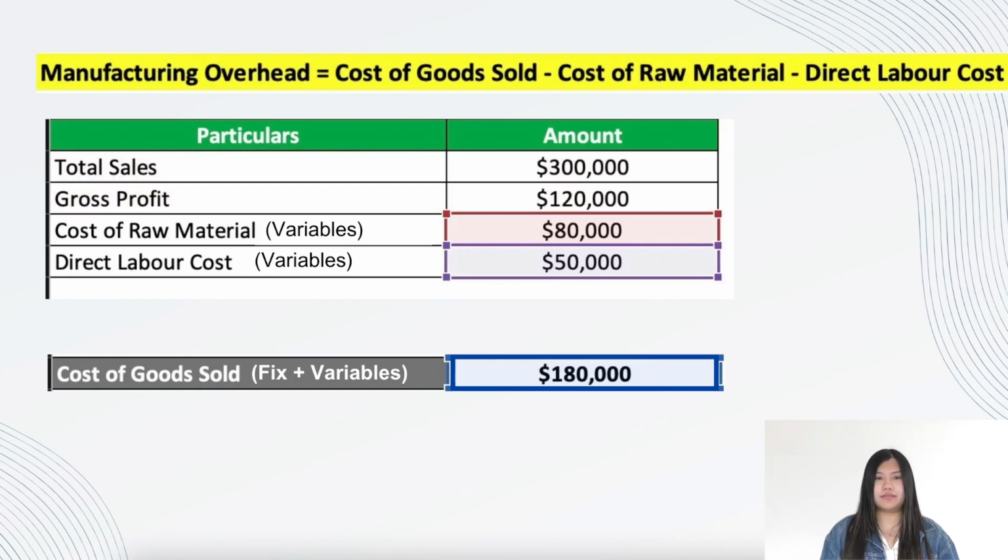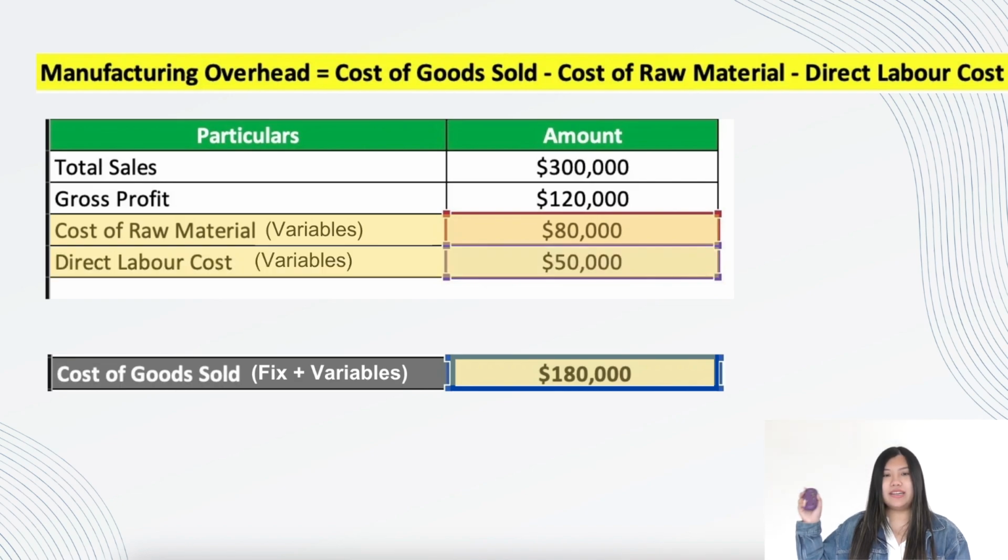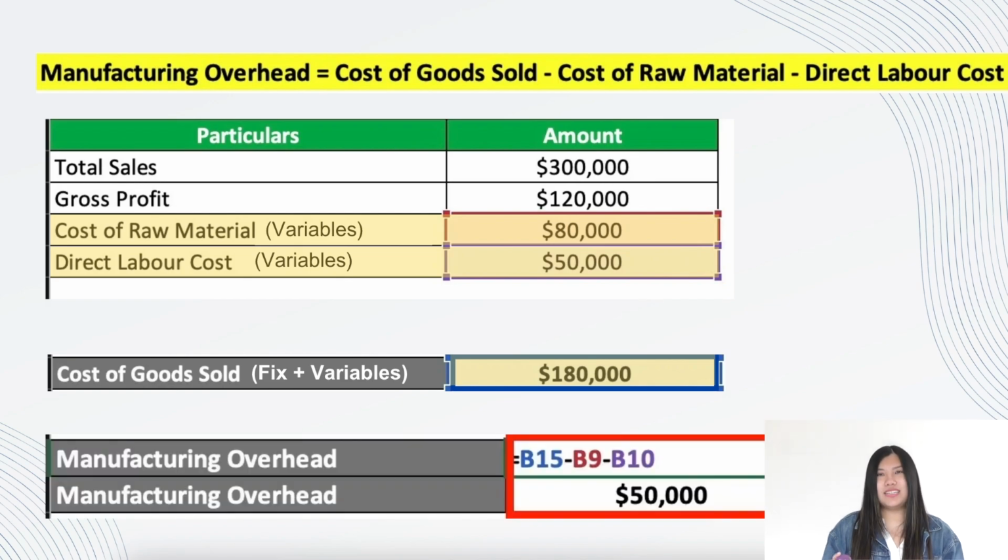Now, let's talk about the manufacturing overhead. How do you solve that? So, it's the cost of goods sold minus the cost of raw materials and minus the direct labor costs. If you combine all three of those, your total will be $50,000.